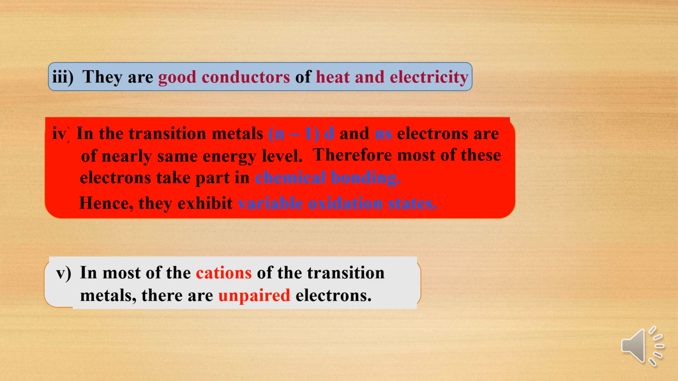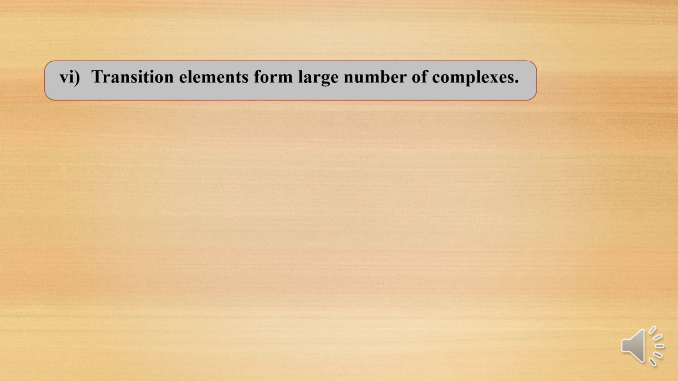The next one: in most of the cations of the transition metals, there are unpaired electrons. If a transition metal or d block element forms a cation, then if you write the electronic configuration of that cation, there will be the presence of unpaired electrons. The next one: transition elements form a large number of complexes. You will study this in the topic coordination compounds, where they form coordination complexes.